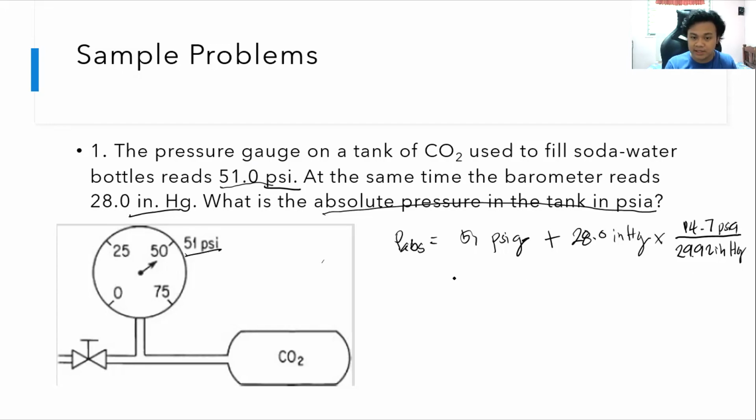Okay, so 14.7, and then you will get the absolute pressure of 64.8 PSIA. Okay, so it's not absolute because we have accounted for the barometric pressure.